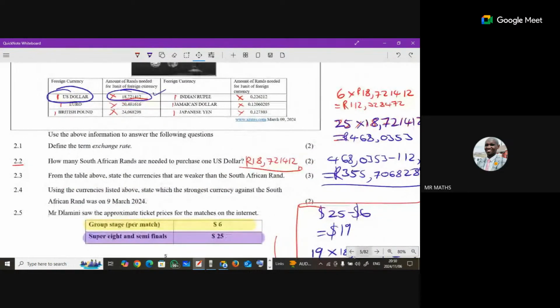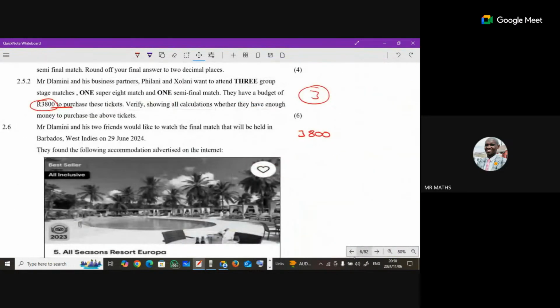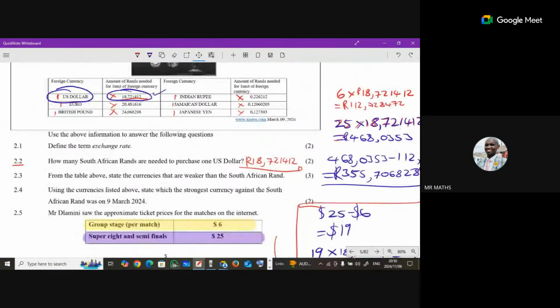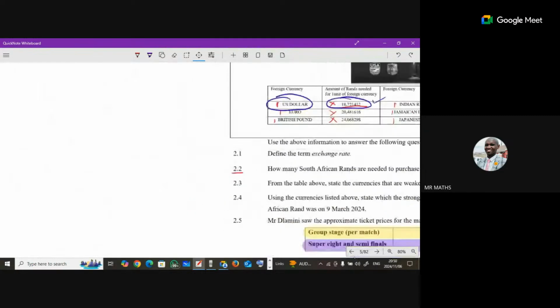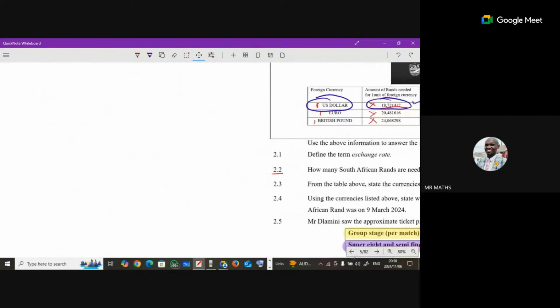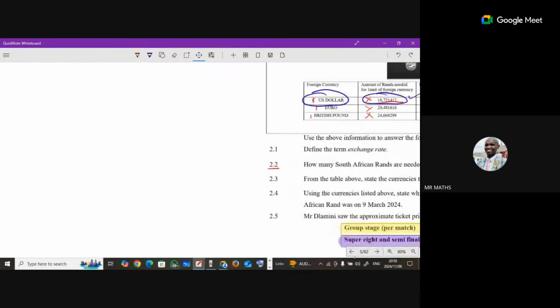This is the page. The strongest budget amount is 3,800. So they have 3,800 as a budget, right? So we take that 3,800 of theirs.